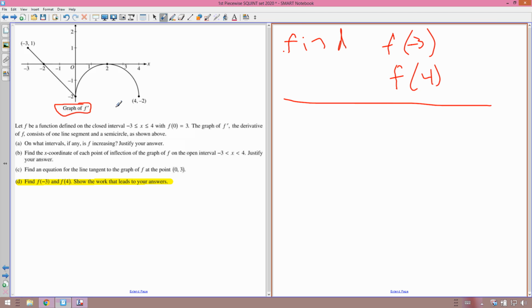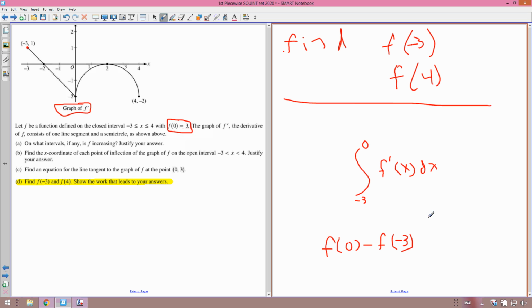So if we want to find f of negative 3, well, that's here, right? And we see that f of 0 is 3, right? So we want to find f of negative 3, and we have this value f of 0 right here. This is important. So if we integrated f prime of x dx from negative 3 to 0, we'd get what two things would, little f prime would become regular f, and what values would we be plugging in? We'd be plugging in 0, and we'd be plugging in negative 3.